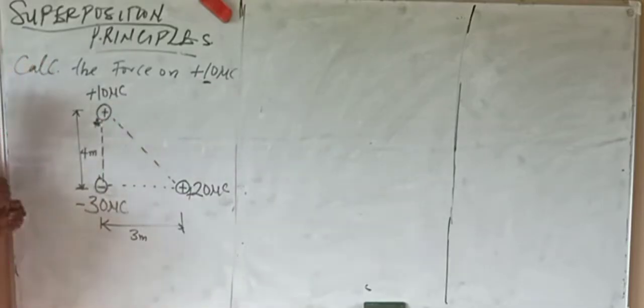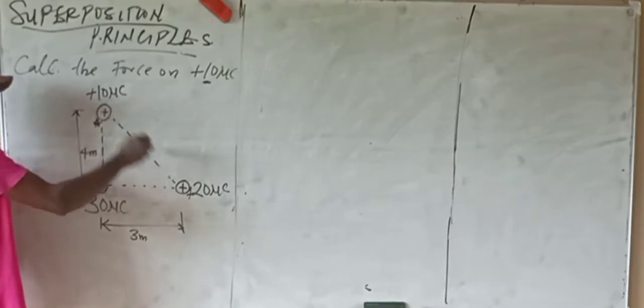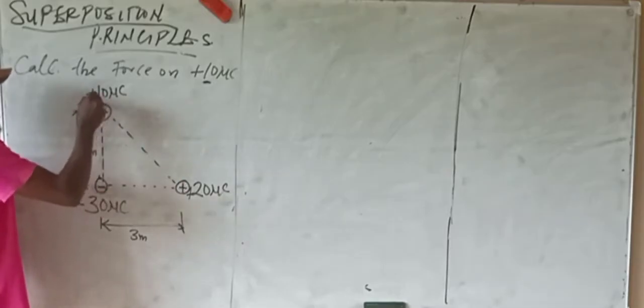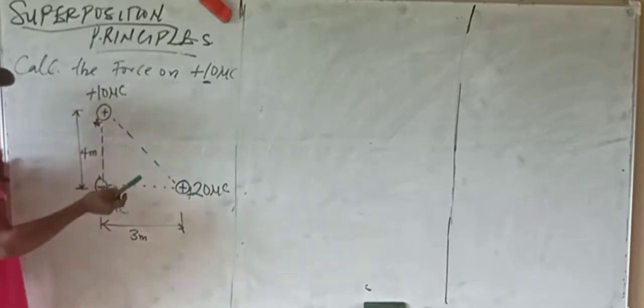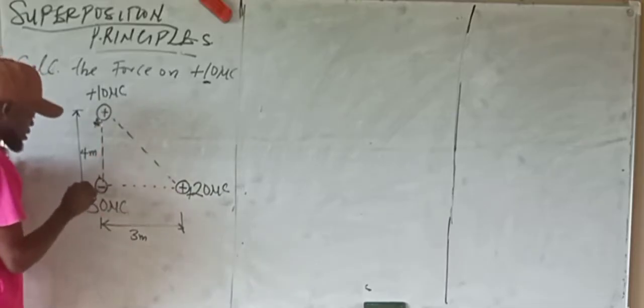So you mark it out. What I'm trying to say now is, with this minus 10 and this plus 10, are we attracting or repelling? What force is going to happen between this 10, 20, 10, and 30?